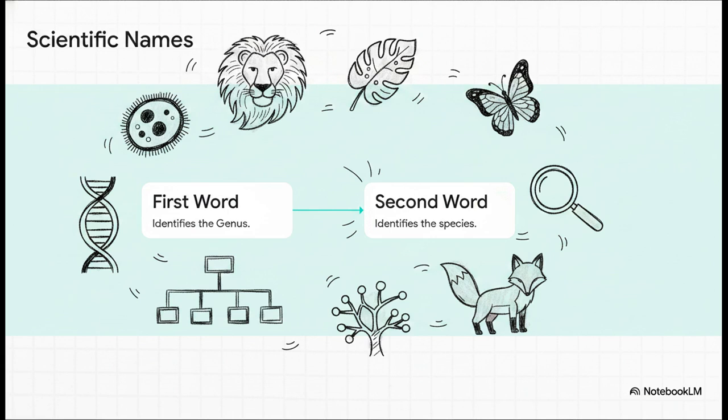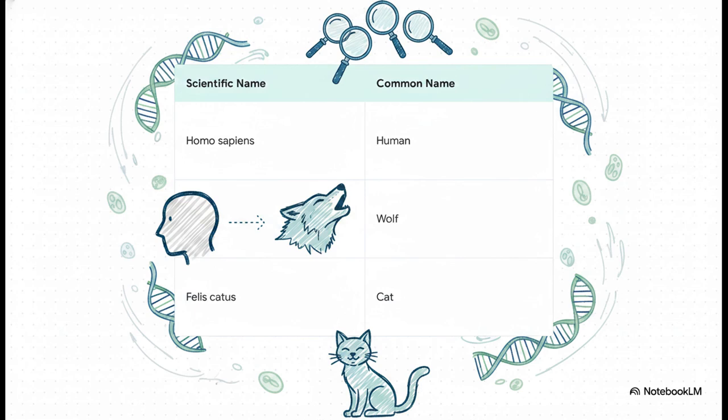Step 1, the very first word is always the genus. Step 2, the second word is always the species. And that is it. By just looking at an organism's two-part scientific name, you instantly know its extended family and its exact specific identity. Let's crack the code on a few we've already talked about.